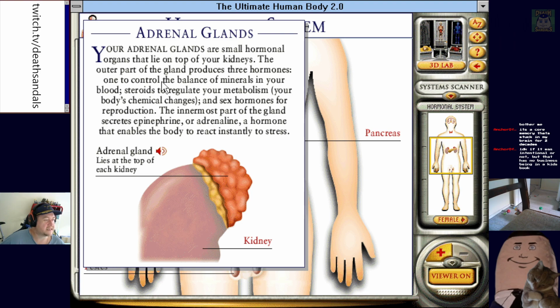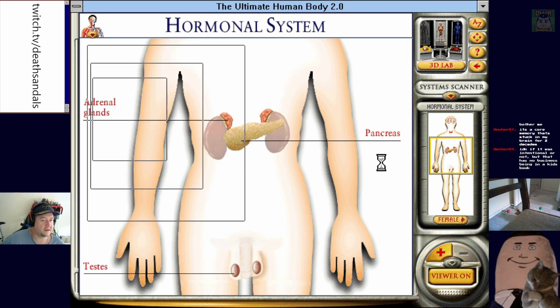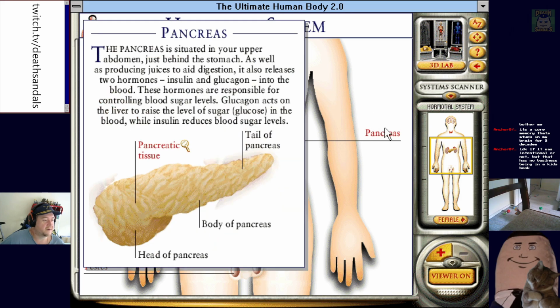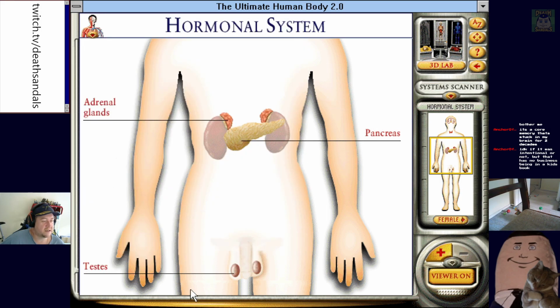Oh god, yeah, this is where I definitely get a lot of epinephrine. Pancreas. Pancreas. Yep. Digestive juices. Oh yeah, yep. Raises the level of glucose in the blood. Insulin reduces blood sugar levels.